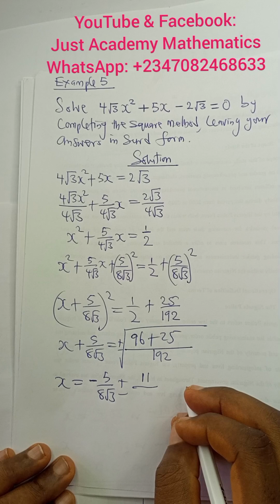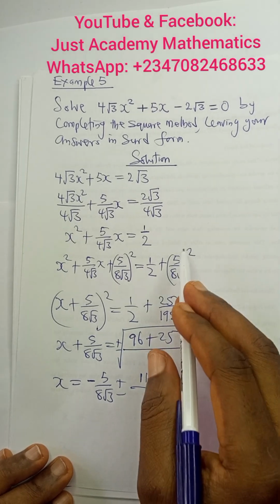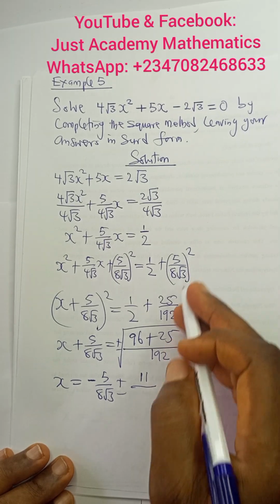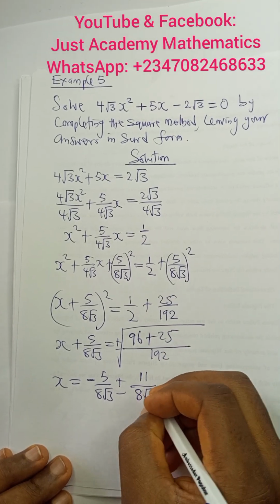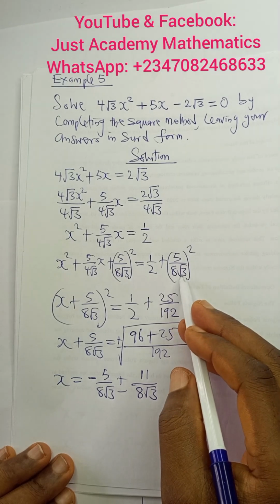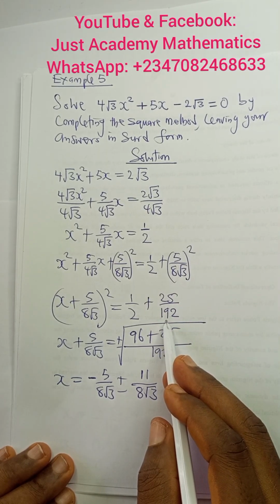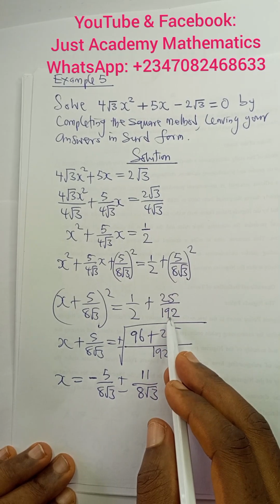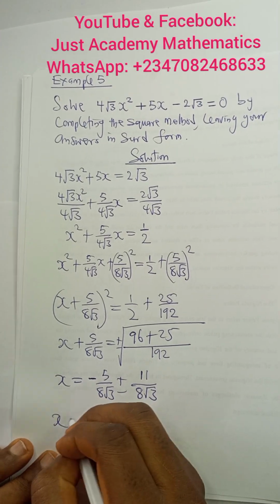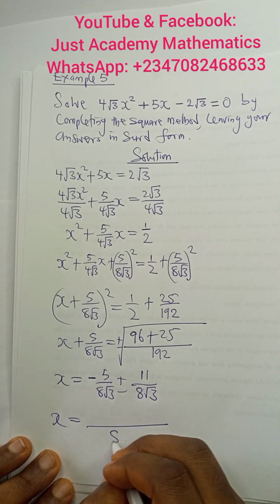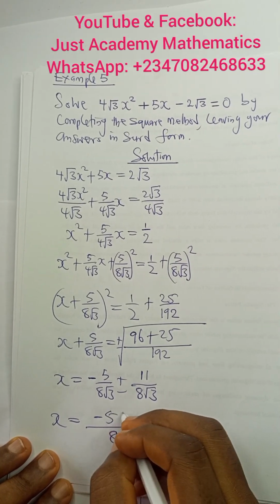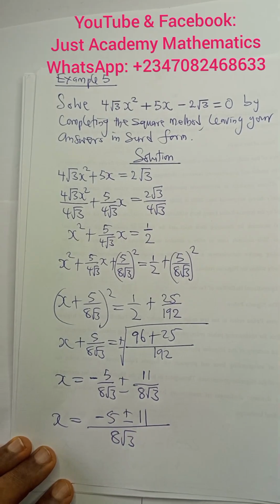The next one is the square root of 192. Since we got it by squaring this from there, it means that the square root of 192 will still give us 8 root what? 3. That is the implication. Because it's the square of this 8 root 3 that gave us 192. If 8 root 3 squared gave us 192, that means the square root of 192 will give us 8 root 3. So you can see that it's obvious now that we have 8 root 3. This goes here, minus 5 plus or minus 11.